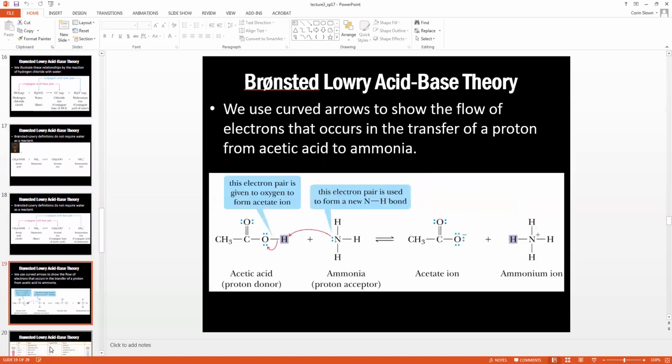So we use curved arrows to show the flow of electrons that occur in the transfer of a proton from acetic acid to ammonia. For example, this electron pair takes the electrons from the bond between oxygen and hydrogen and puts those electrons onto the oxygen, forming a negative charge. That's how we get the acetate ion, our conjugate base. And it's actually ammonia, the base, where the lone pair takes that hydrogen. So notice the electrons from the bond go onto the oxygen, and the electrons from the nitrogen take the hydrogen.